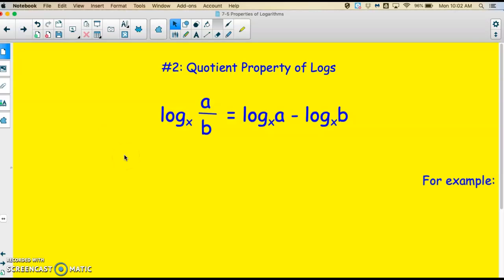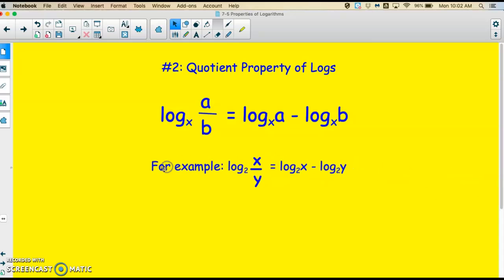Okay, the second property is the quotient property of logs. With your amounts, if you are dividing them, then you're going to subtract the logarithms. An example of this would look like this. Log base 2 of x divided by y, we could write that as log base 2 of x minus log base 2 of y. So whatever is on top comes first in the order of the subtraction of logs. So go ahead and pause the video and write that down. That's the second one.